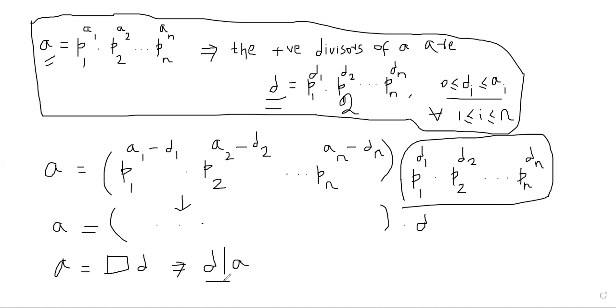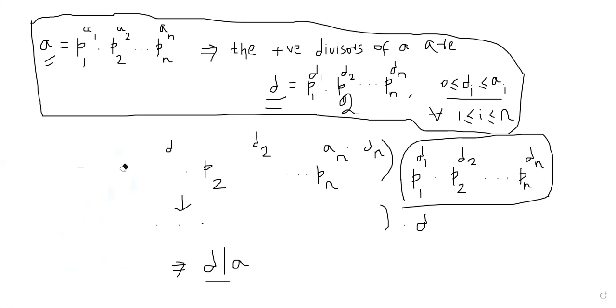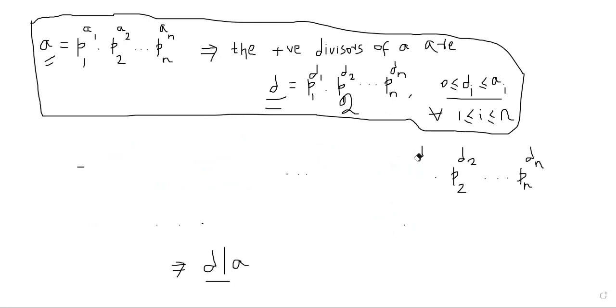Meaning we assume that d divides a. Now we will show that d must have the property p1 power d1, p2 power d2, and so on. Let's do that now. Now I'm going the other way to show to you that if d divides a, d must have the form p1 power d1, p2 power d2, and so on, and di is less than or equal to ai. If d divides a, what does it mean? It means a is equal to some b times d.